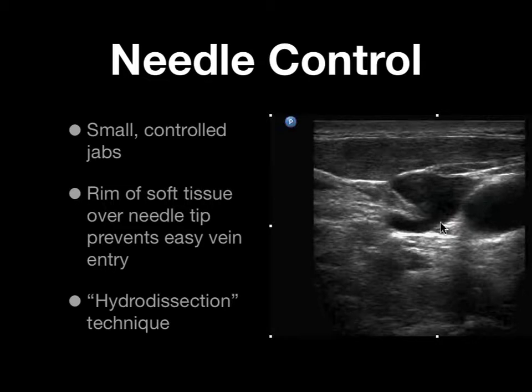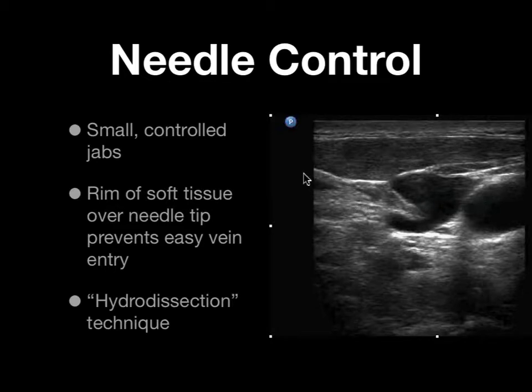So how can you prevent this or minimize this? You want to make small controlled jabs as you go in. You can have normal saline in the syringe, and you can instill small amounts at intervals into the soft tissue to kind of free up the soft tissue that's getting built up around the tip of the needle. As you get close to the wall of the vessel, you can then make a small jab to go in. But you just have to remember, even with ultrasound guidance, there's still a risk of going through the back wall. So you have to pick your targets and choose your targets wisely.